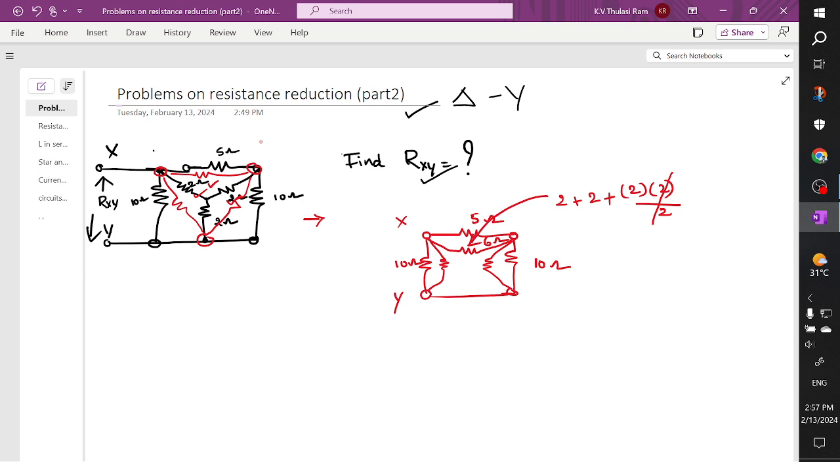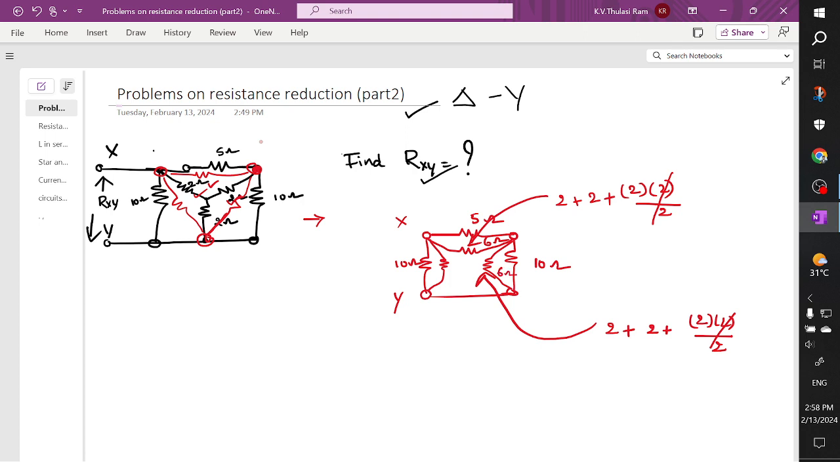Similarly, when you perform this for finding this red color resistor, I want to find out this red color one. What are the resistors connected to this red color branch? 2 ohm and 2 ohm. So with the same formula, 2 plus 2, the two limbs connected, plus the product of these two, 2 into 2, divided by the resistor connected at 90 degrees to this, which is nothing but 2. The 2s get cancelled out, and here also you are going to get 6 ohm.